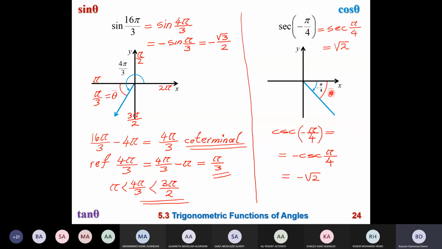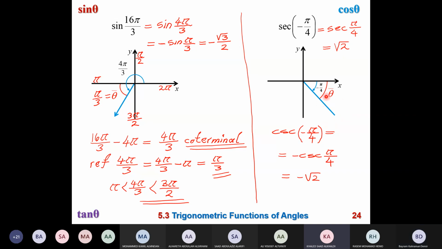According to the definition, the reference angle is the positive angle between the terminal side and the x-axis. It's a positive number. So we do not use the direction in this case. The reference of negative pi over 4 is pi over 4, Shabab. The reference of negative pi over 3 is pi over 3, and so on.